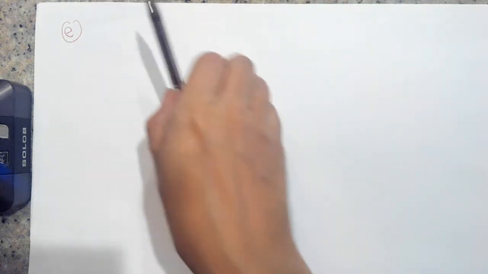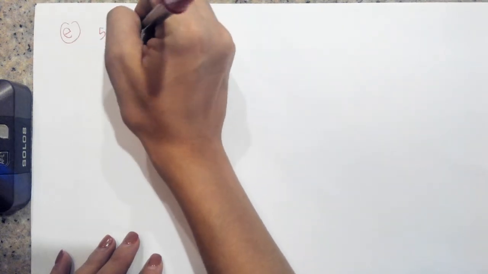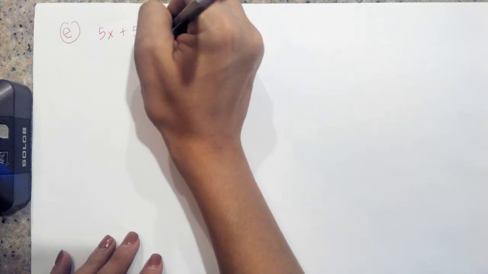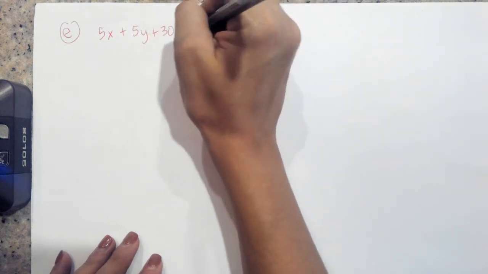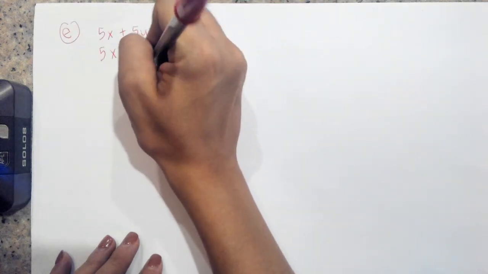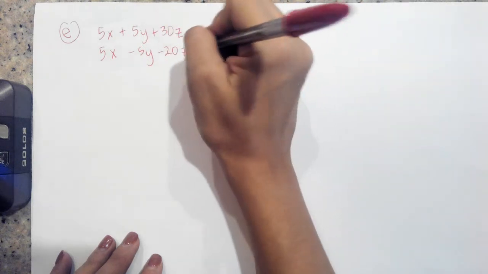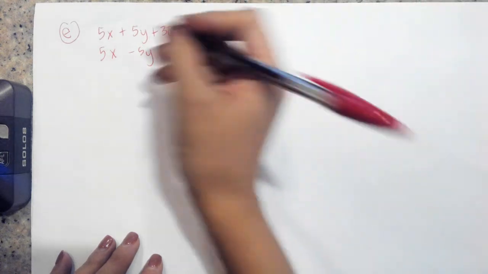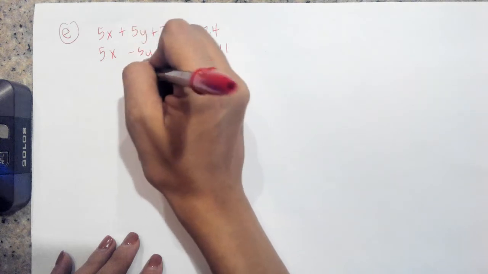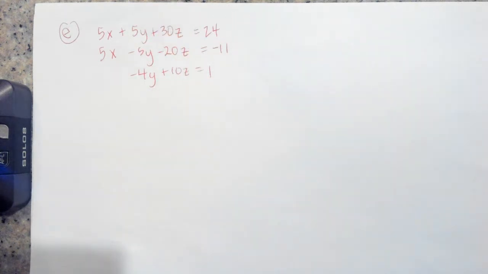Alright, so we're now going to do 7e. So I have 5x plus 5y plus 30z equals 24. And then I have 5x minus 5y minus 20z equals negative 11. And then I have negative 4y plus 10z equals 1.